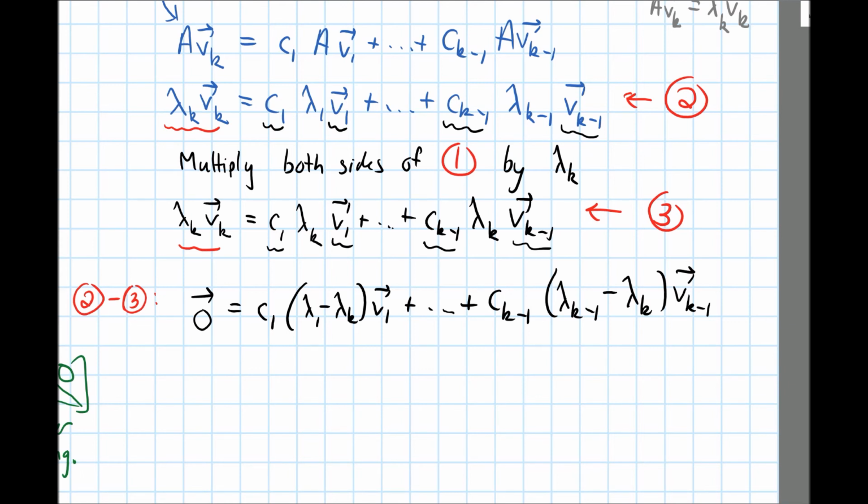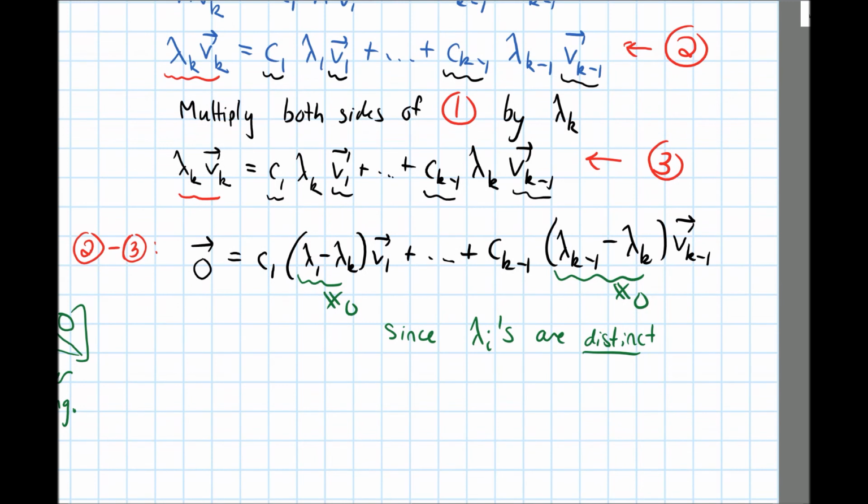Okay, so at this point there are a couple of things that I want to notice about this. The first is that each of these terms that I'm underlining, these differences in eigenvalues, are all not equal to 0. They're not equal to 0 because the eigenvalues are all supposed to be distinct. So this is since the eigenvalues, the lambda i's, are distinct. Okay, that's nice that they're all non-zero.